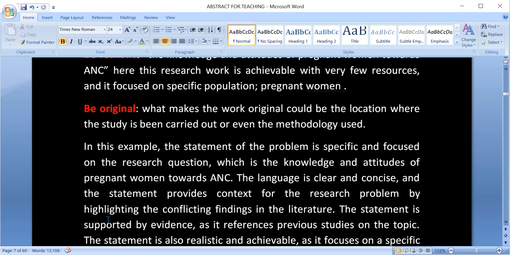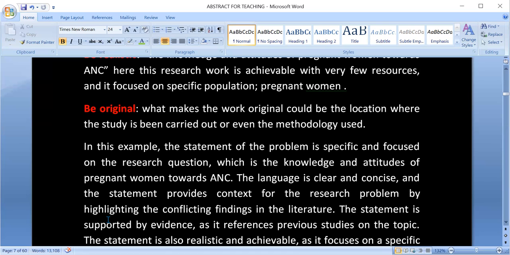In this example, the statement of problem is specific and focused on the research question, which is the knowledge and attitude of pregnant women towards ANC. The language is clear and concise, and the statement provides context for the research problem by highlighting the conflicting findings in the literature. Yes, some people said this, some people said that. You see, that's an evidence.